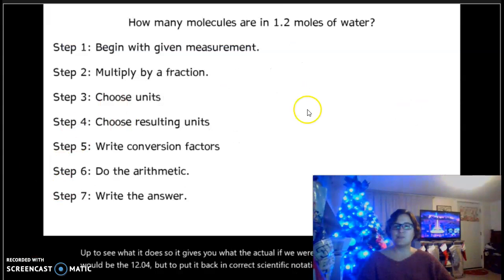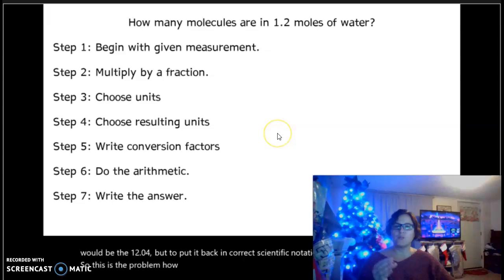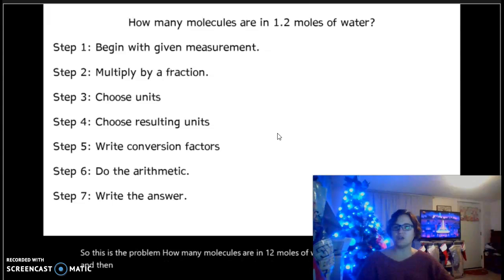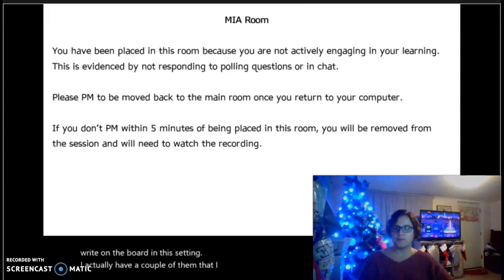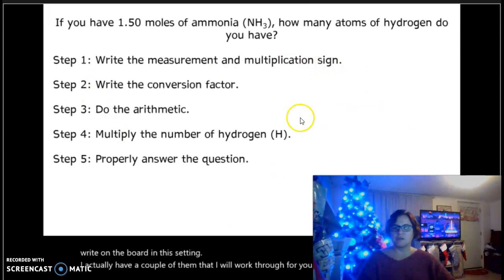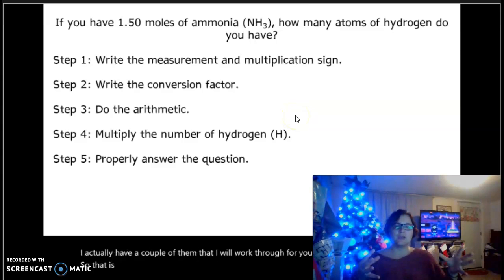So this is the problem, how many molecules are in 1.2 moles of water, that I will solve for you and then include as a presentation when I send out this recording, because I can't write on the board in this setting. I actually have a couple of them that I will work through for you. So that is our introduction on stoichiometry.